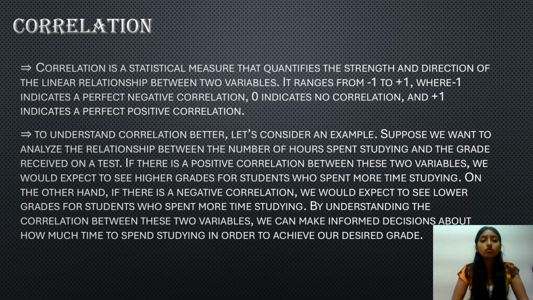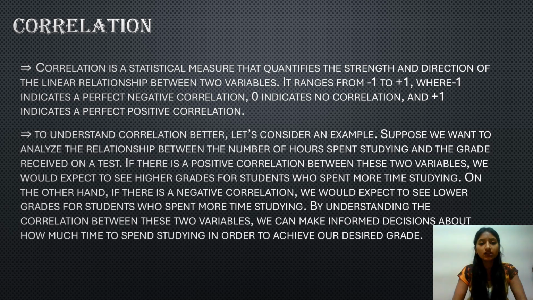Correlation. It is a statistical measure that quantifies the strength and the direction of the linear relationship between two variables. It ranges from -1 to +1, where -1 indicates a perfect negative correlation, 0 indicates no correlation, and +1 indicates a perfect positive correlation. To understand correlation better, let's consider an example.